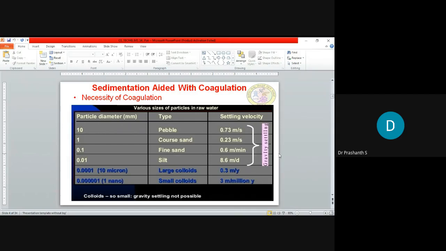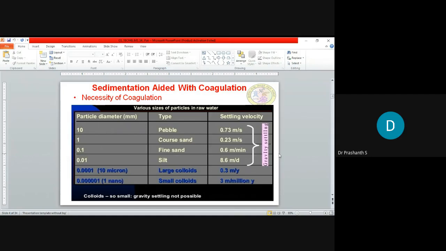If the particle is very small, of the size 1 mm, which we call sand particles, it is also going to settle down. Smaller than that, 0.1 mm particle diameter, fine sand, is also going to settle down. Then 0.001 mm silt is also going to settle down with a velocity of 8.6 meters per day. But all these particles settle down easily if you give enough time, under the force of gravity.